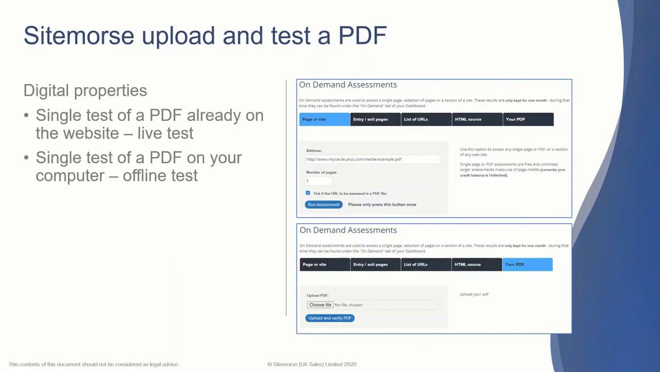If you're just interested in testing a single PDF, there are a couple of ways you can do this in Sitemorse, depending on how you need to test it. Both are in the On Demand section of your digital properties if you're a Sitemorse client. If you want to test the accessibility of a PDF that is already on your website, you enter the URL and tick the box to let us know it's a PDF. After a few seconds, you'll see a detailed report with all the issues we've found within that PDF. As well as the accessibility issues, it also includes other issues such as broken links and bad email addresses. It's the screenshot in the upper right.